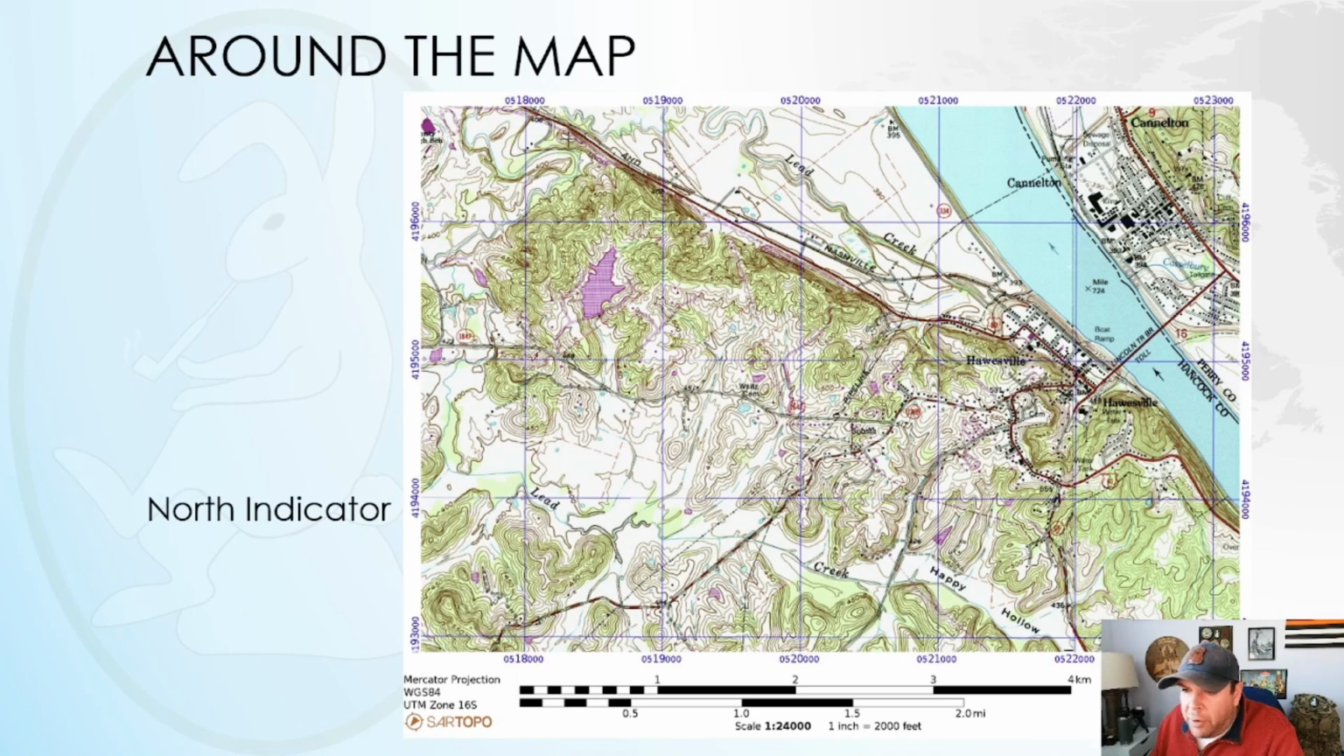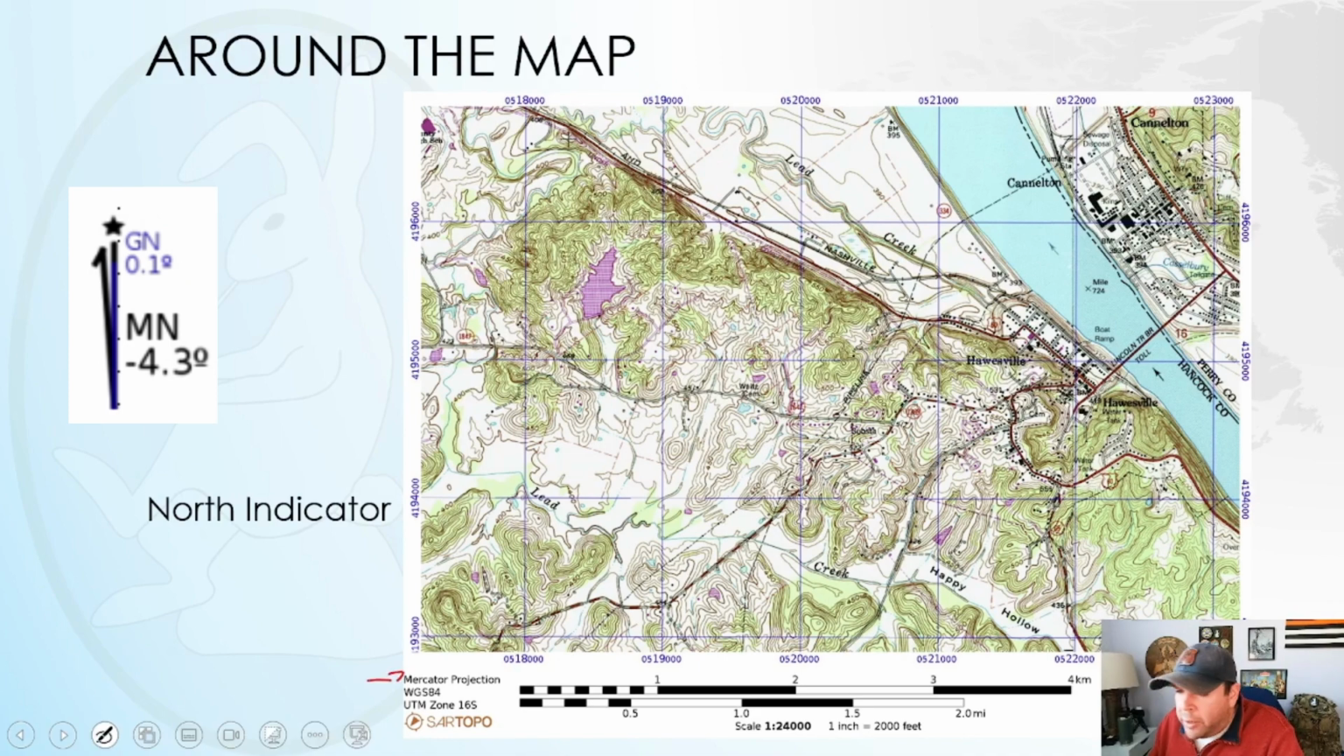Here we have represented the north indicator. Under the Mercator projection, which is what we talked about here, north is always going to be at the top of the map. Always. Under the Mercator projection.